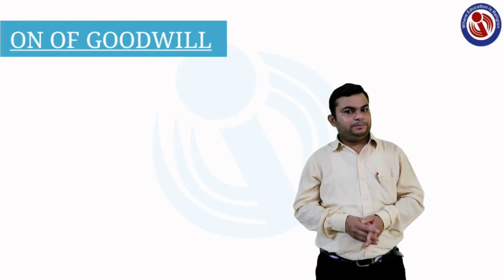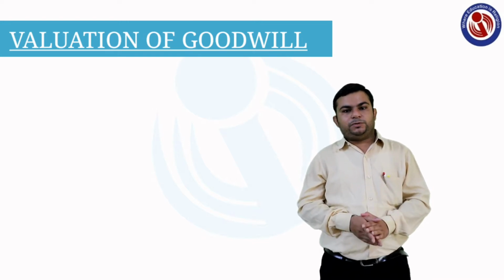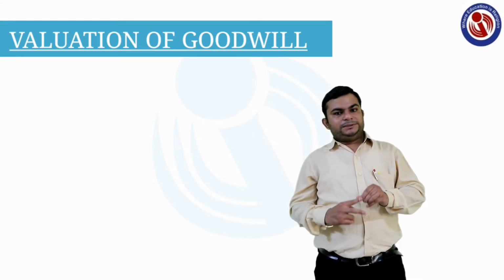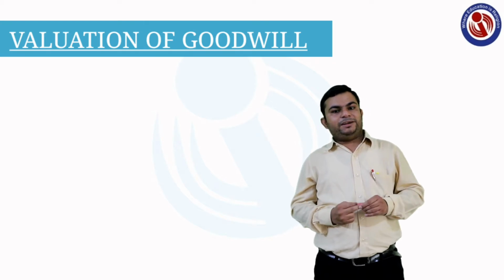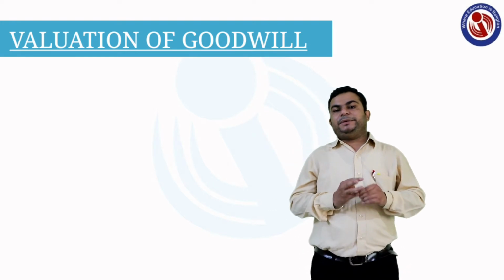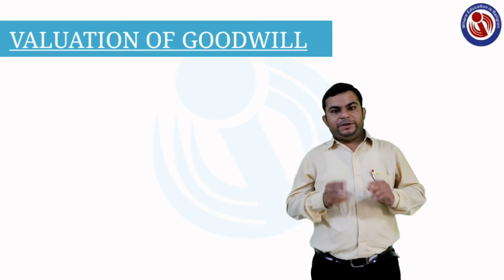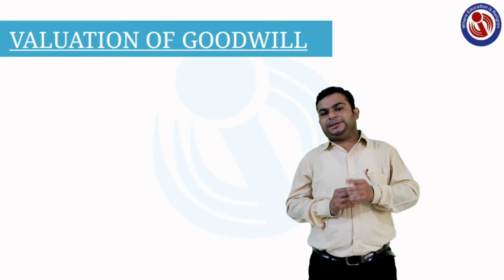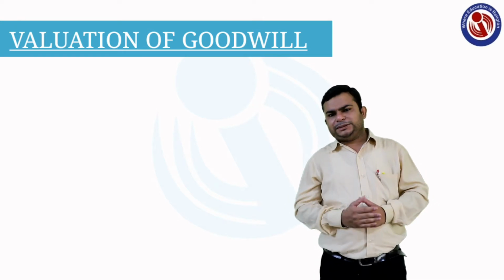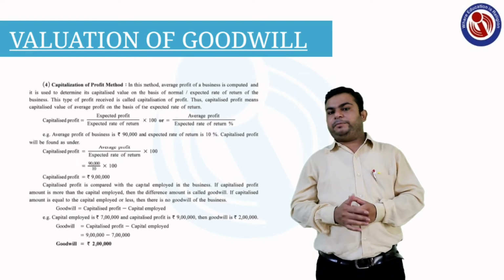In our previous lectures we have completed the first three methods for the valuation of goodwill. The first method was the average profit method, the second was the weighted average profit method, the third was the super profit method, and the last, method number 4, is the capitalization of average profit method. We have already completed the first three methods, up till the super profit method. Moving towards the further method, that is method number 4, capitalization of average profit method.